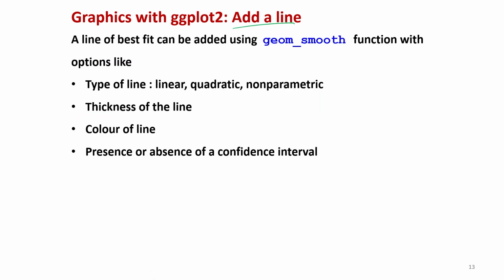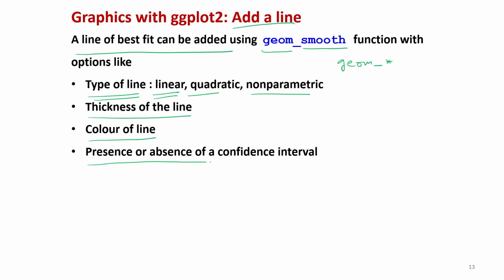But we want to know what the line of best fit is. A line of best fit can be added using the command geom_smooth. Once again you can see the command which I explained earlier, like geom_star, but now you write smooth in place of star. These functions have options: you can specify what type of line you want, whether linear, quadratic or non-parametric, what the thickness and color of the line should be, and whether you want a confidence interval around the line or not.